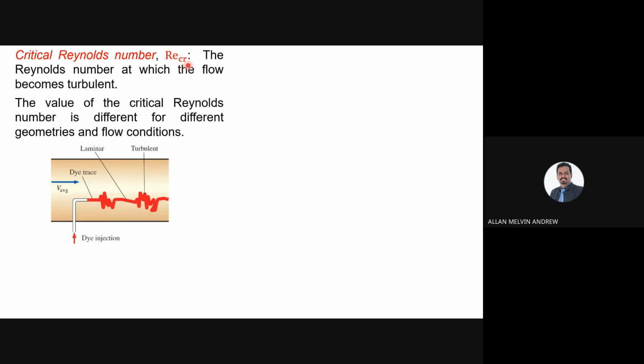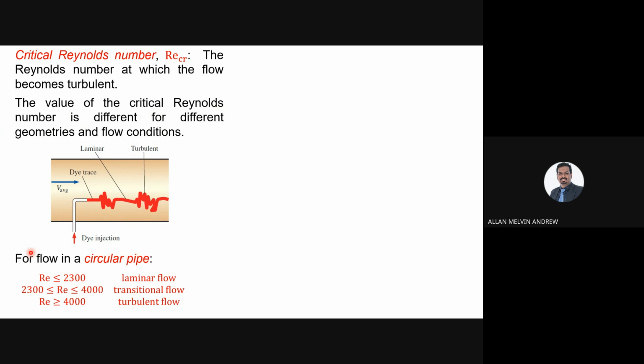CR stands for critical. The value of the critical Reynolds number is different for different geometries and flow conditions. So it depends on the different shapes and diameters of the pipe, which relates to geometry, and also on the flow condition, such as whether it is continuous or steady. So it all depends on the geometry and the flow condition.